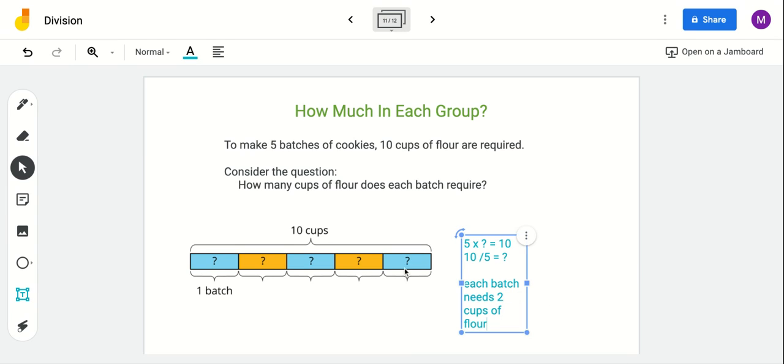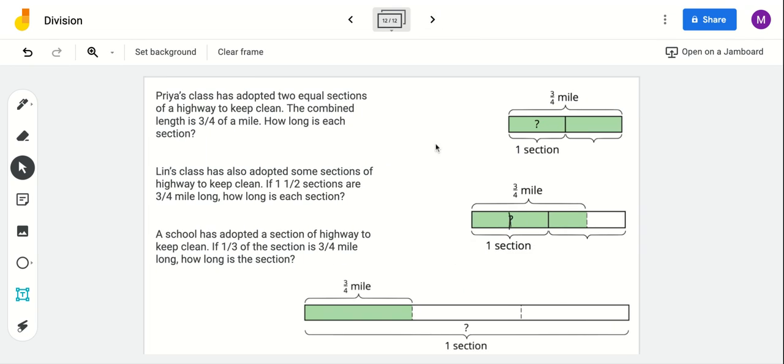So that's a nice problem for us. It has nice, easy numbers for us. So now we're going to look at some problems which are really similar to that, but they're using fractions. They have fractions as factors. Priya's class has adopted 2 equal sections of a highway to keep clean. 2 equal sections. The combined length is 3/4 of a mile. How long is each section?